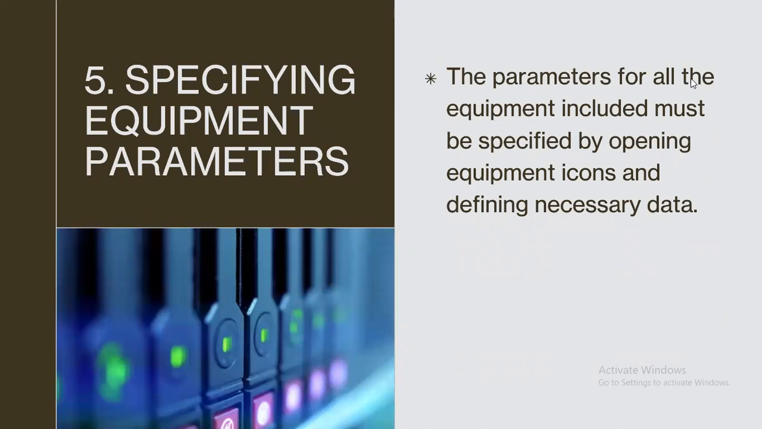Specifying equipment parameters. The parameters for all the equipment included must be specified by opening equipment icons and defining necessary data. I will show you. In this case, for example, for your stream, you'll be putting your feed flow rate. You'll be putting the composition of your feed and also the temperature and the pressure.